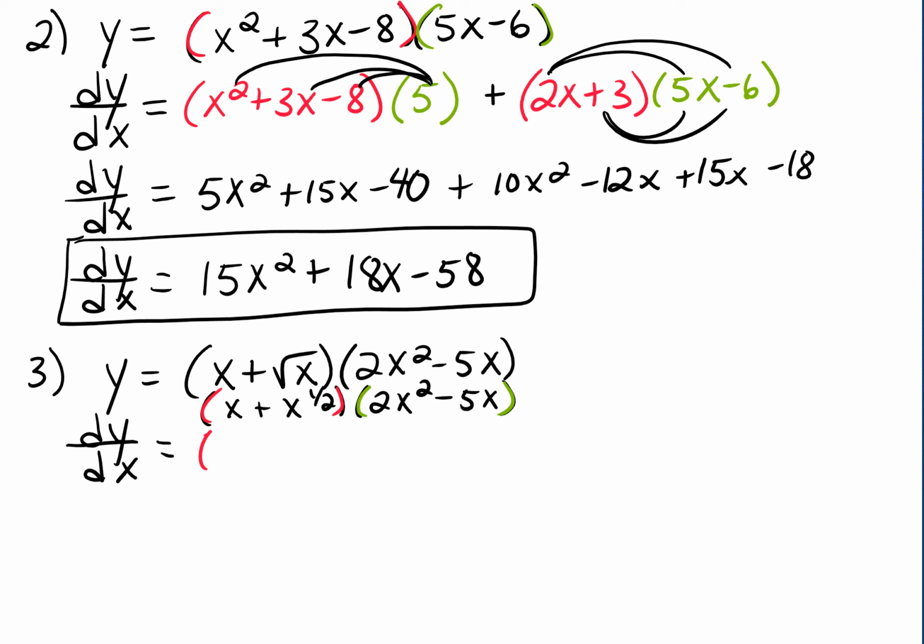So we're doing first times derivative of the second. Sorry, so the derivative of the second is going to be 4x minus 5 plus derivative of the first, so 1 plus 1/2 x to the negative 1/2. We've seen that one a decent amount of times. Times the second, keep that consistent.